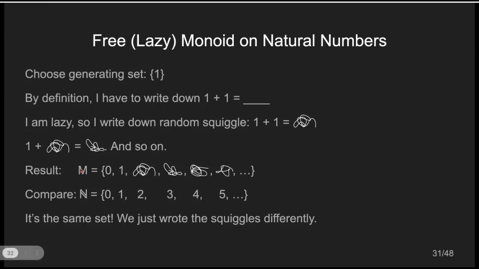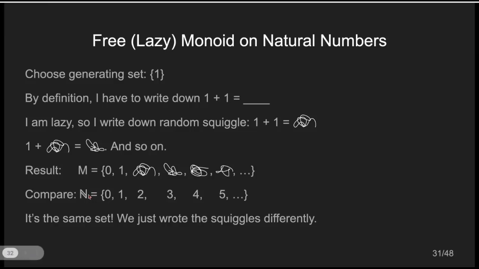Well, the result of this is I'm going to create some set, call it M for monoid, which is going to look like 0, 1, random thing which is 1 bigger than 1, random thing which is 1 bigger than this, squiggle that's 1 bigger than this, squiggle that's 1 bigger than this, going out infinitely, because I'm never going to write two random squiggles the same way. The odds of that is 0. So I'm going to generate an infinite amount of random squiggles that are all 1 bigger than the previous.